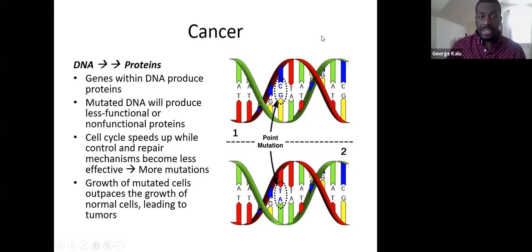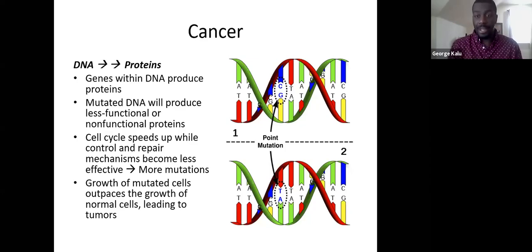So the genes are the instruction manual. If you want to make Hot Pockets, for example, there's going to be an instruction manual on how to produce those Hot Pockets. Now, if there's a mutation in that DNA, that means we have an error in our instruction manual. And if we have an error, we're not going to be able to build that protein properly. That protein we produce is either going to be less functional or non-functional. Same thing as if we're trying to build our Hot Pockets.